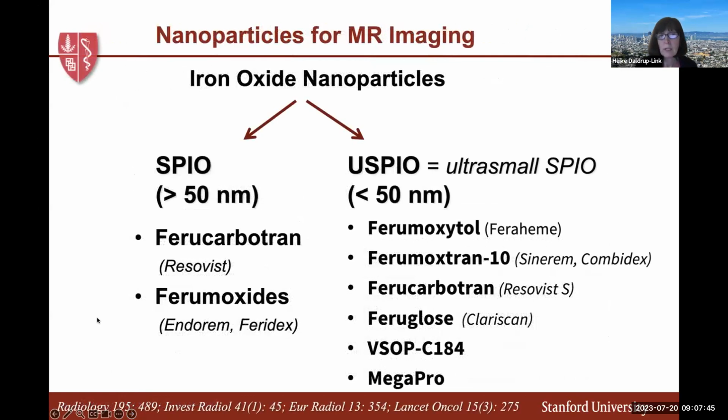We have to differentiate nanoparticles based on their size. There are superparamagnetic iron oxide nanoparticles, which have a diameter of more than 50 nanometers. These are rapidly recognized by Kupffer cells in the liver, and therefore they have been mostly used for liver imaging. Both of these compounds here were used in the clinic.